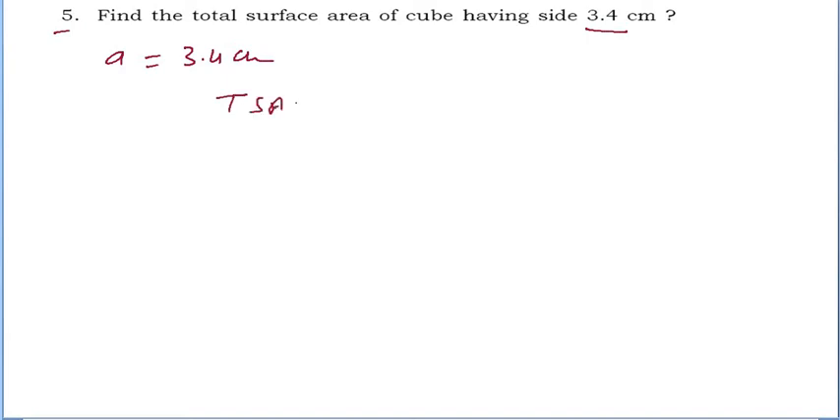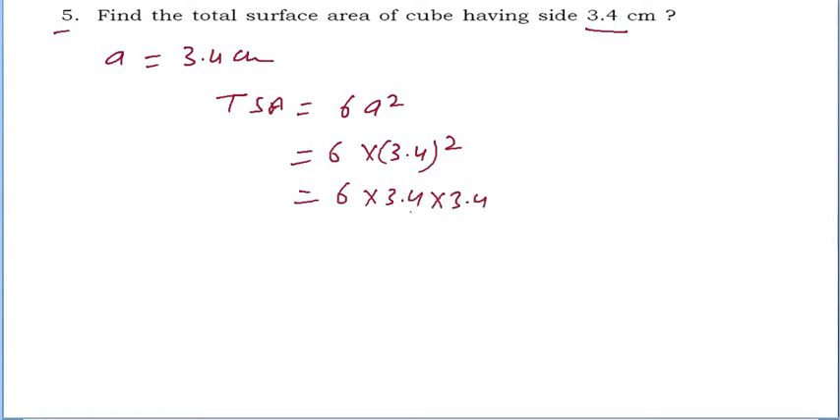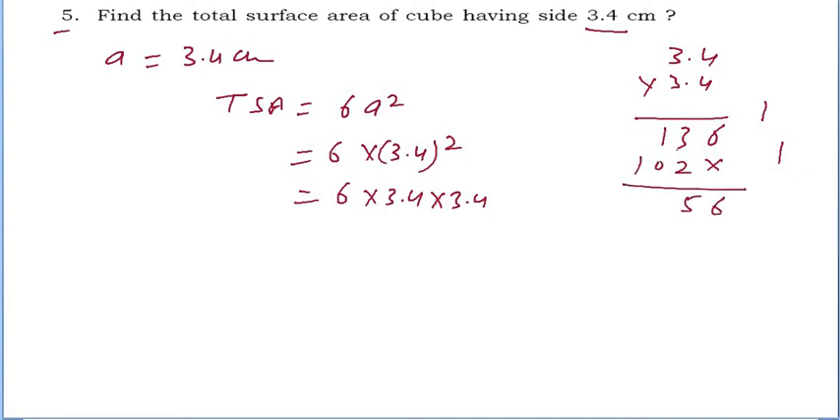So TSA of cube is 6A square. So 6A square, A is given as 3.4 and whole square. So that is 6 into 3.4 into 3.4. Now you can multiply 3.4 into 3.4. 4 4s are 16, 1 carry, 4 3s are 12 and 1 is 13. Now 3 4s are 12, 1 carry and 3 3s are 9 and 1 is 10. So you can see here it is 6 and 5, it is 1 and 1. So after two places you can put the decimal. So it is 11.56 and that is centimeter square and it is your answer.